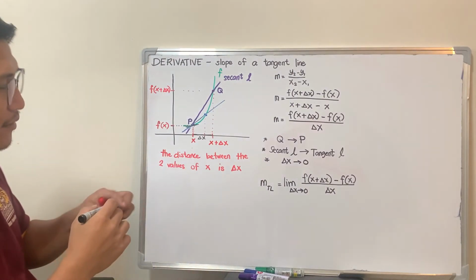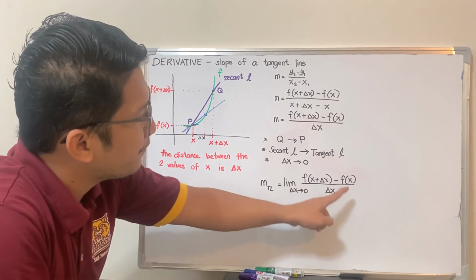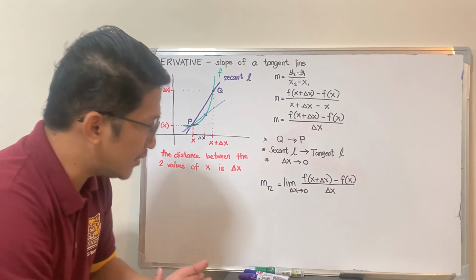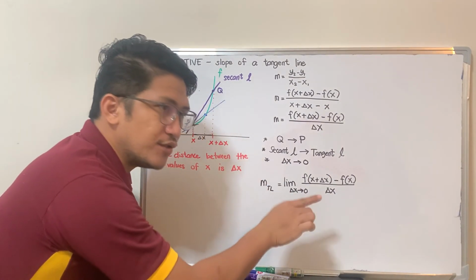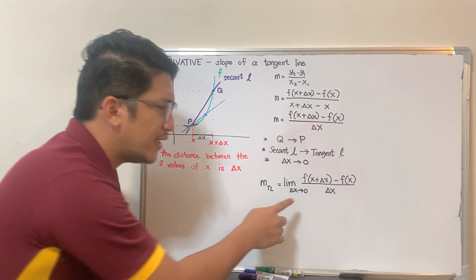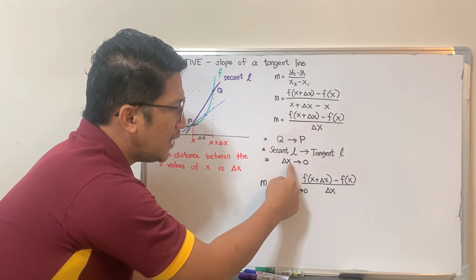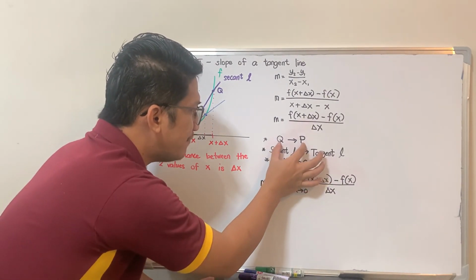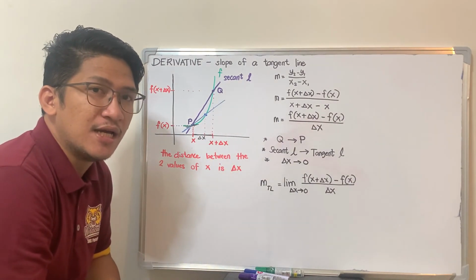Now this time, I can say that the whole thing here is the slope of the tangent line because there is a condition that delta x is approaching 0. When delta x is approaching 0, meaning the second line is approaching the tangent line. Why? Because Q and P are very close to each other. So that is the scenario I explained earlier.